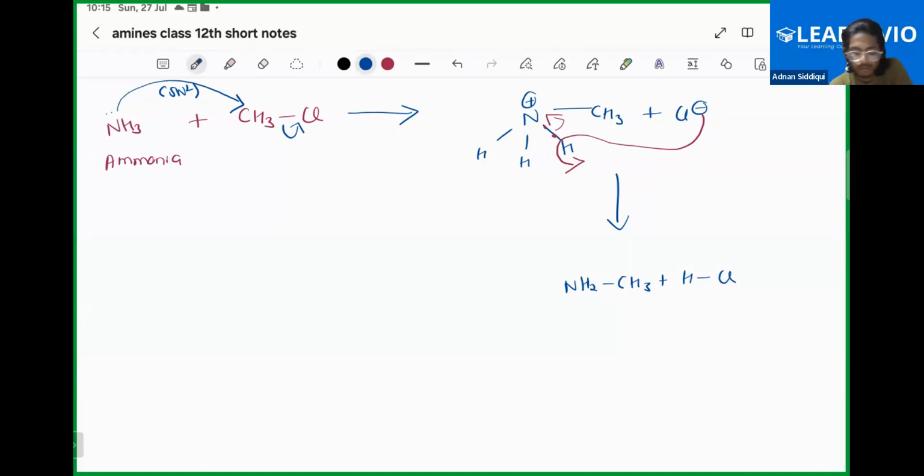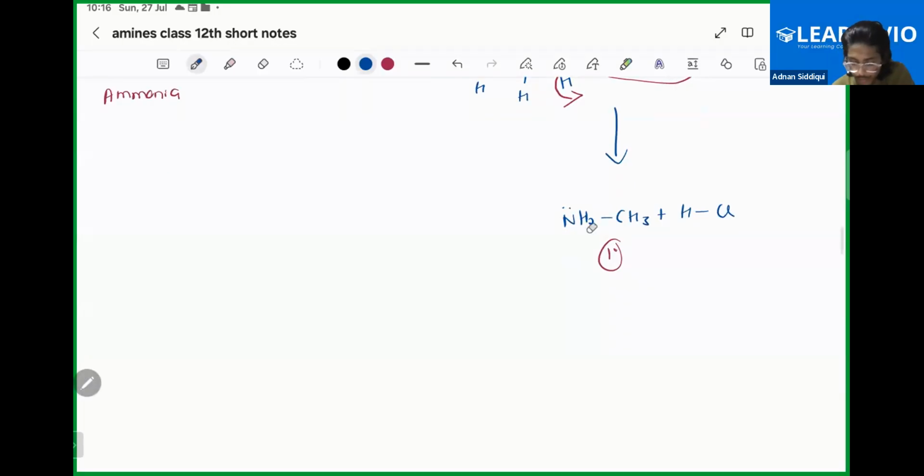1 degree. Good. So you have prepared 1 degree amine. The reaction is not going to stop here because it is very highly reactive. Why? Because this alkyl halide part is not limited. This alkyl halide part is not limited. So this amine which is prepared here is going to again attack at our alkyl halide. Why? Because now, try to think about it.